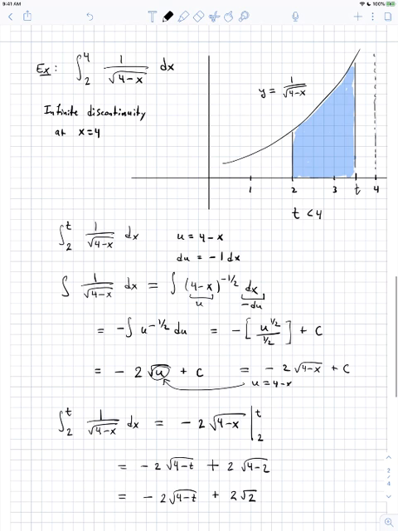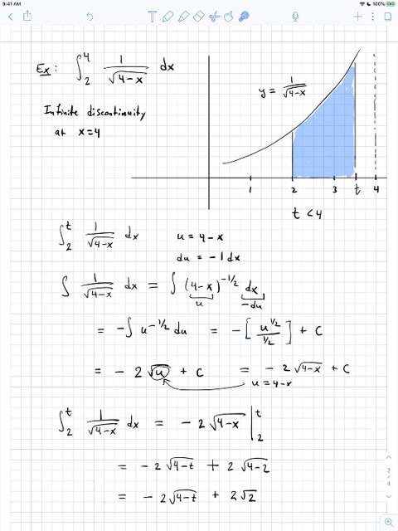Now that's the area of the shaded region between 2 and t. What's the area of this region? Notice that it depends on t. If I choose a different t, I'm going to get a different area. If I choose t close to 2, I'm going to get a smaller area. If I choose t closer to 4, I'm going to get more area. So the area definitely depends on this t.